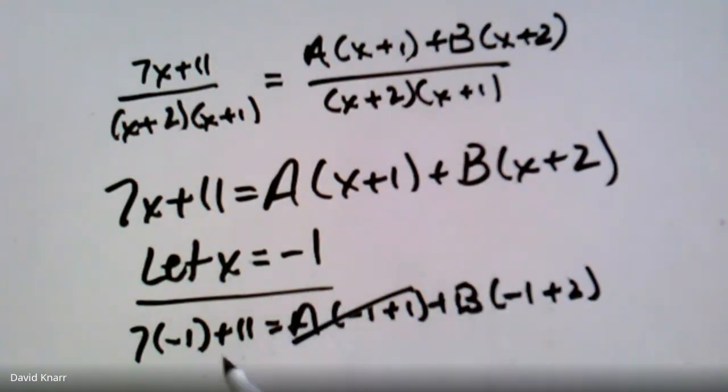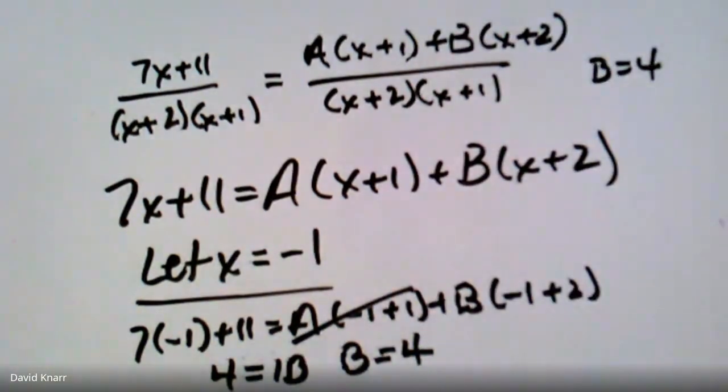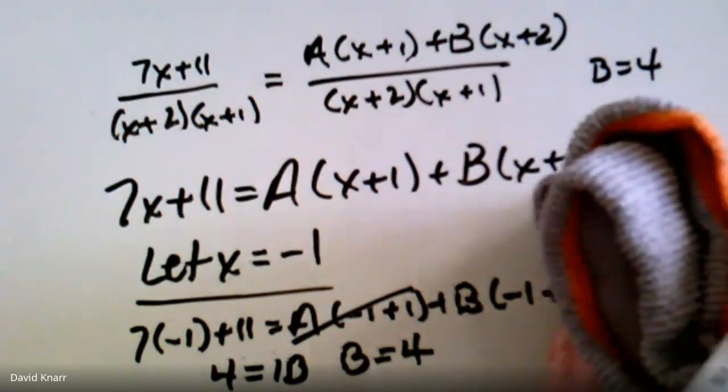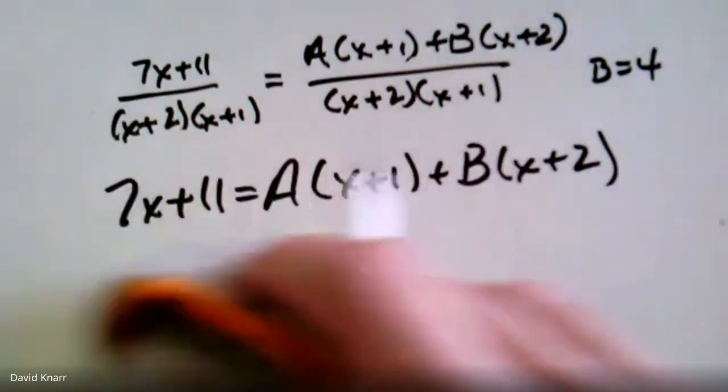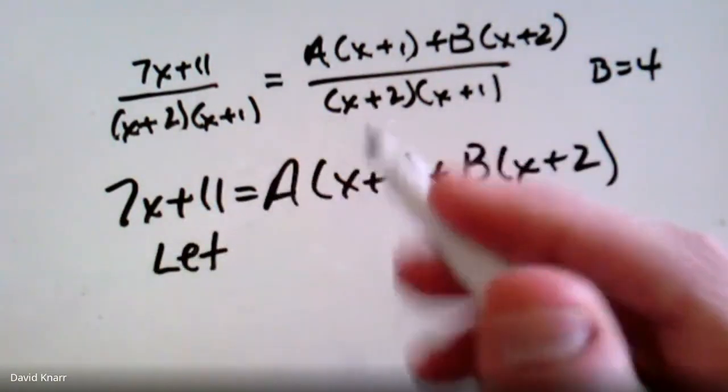So I get -7 plus 11 is 4. 4 equals 1b. So b equals 4. Okay, that's good. I know b equals 4. All right, now I'm going to erase this because I don't have a lot of room, like you guys can see. Normally you just do it next door or something.